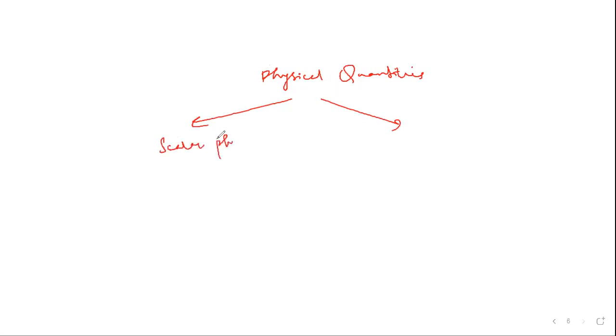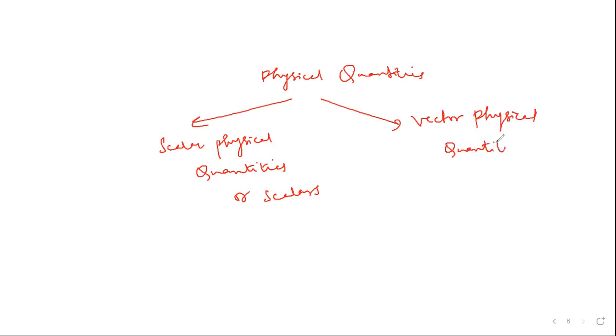Now, these physical quantities can be broadly classified into scalar physical quantities, or simply we call them scalars, and vector physical quantities, or simply vectors.